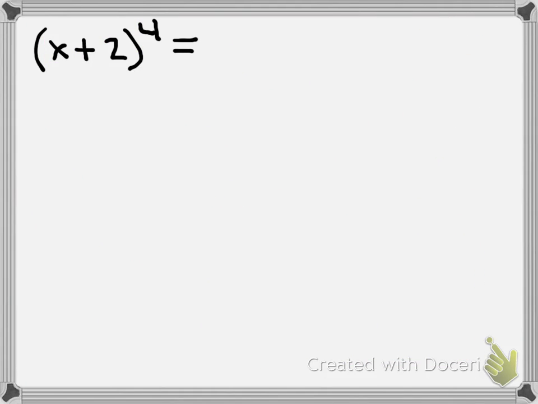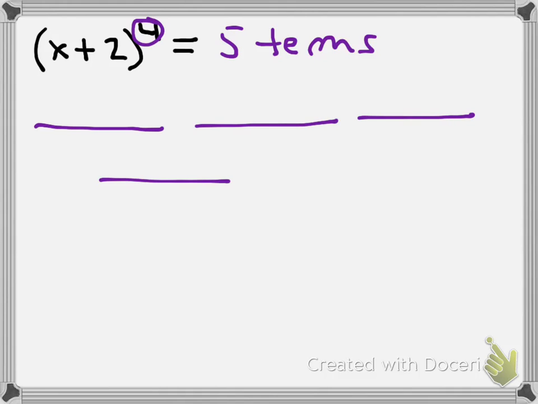Here's example 2, x plus 2 to the fourth power. So let's go through it step by step. It will have 5 terms, because it is a fourth power problem. So I'm going to try to write out 5 terms here. 1, 2, 3, 4, 5. Again, hard to write on an iPad. Separated by plus signs. This is all a sum.